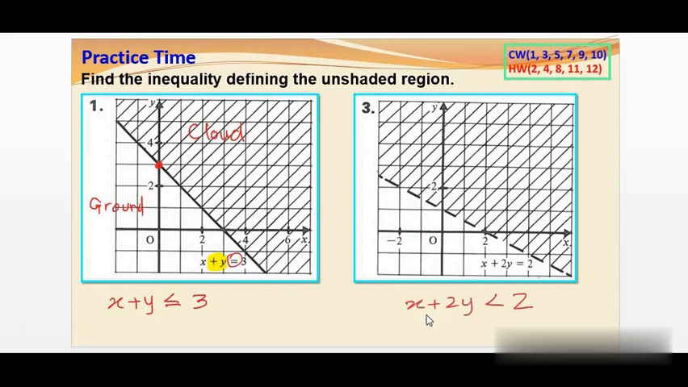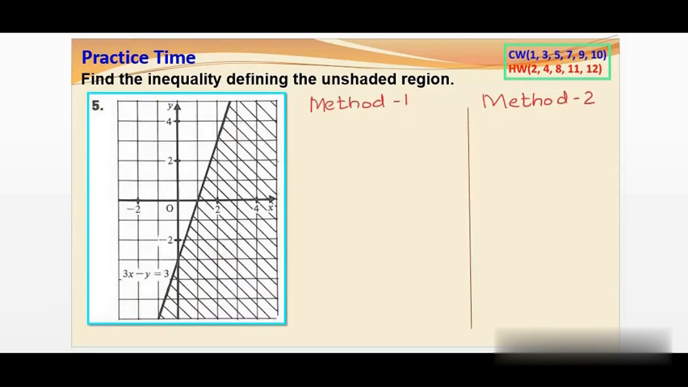So here is the answer. x plus 2y is less than 2. It will be less than only because it's a dotted line. Let's start question number 5.